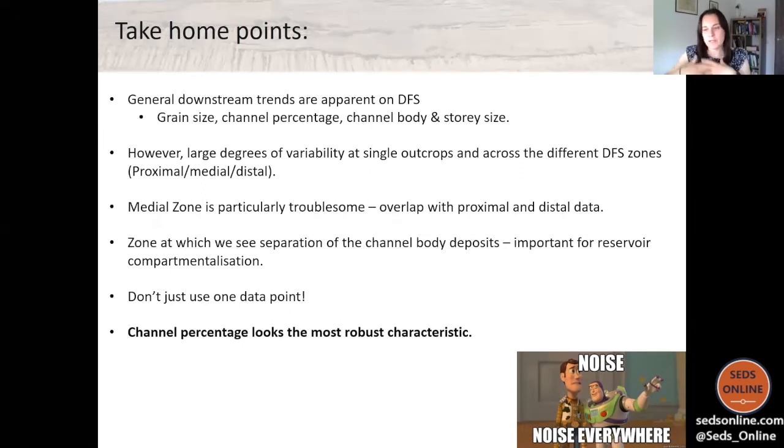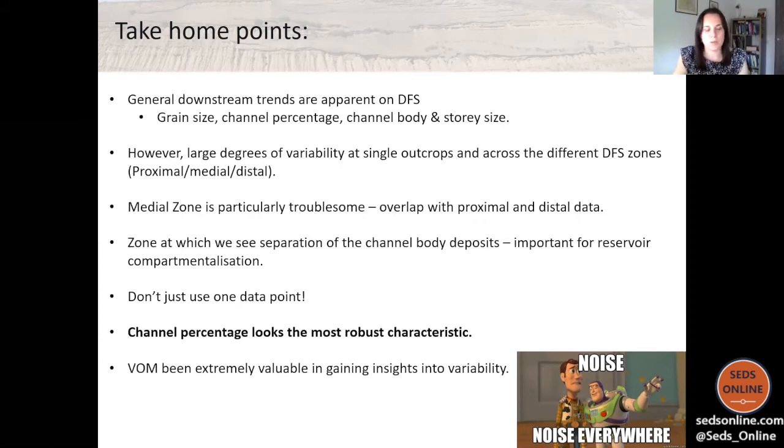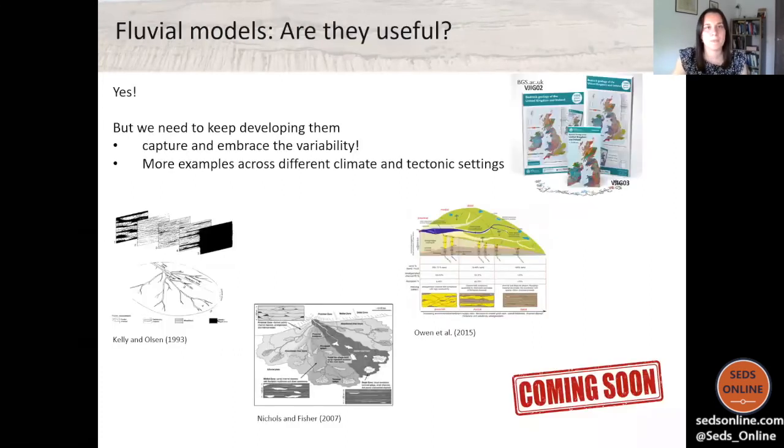Now, in terms of which data set to take forward, which is the most robust one, it's channel percentage. This looks the most robust characteristic as we look across the different systems. Virtual outcrop models have been really valuable in gaining insights into the variability. The speed at which Ben could collect data from multiple outcrops, and not have to worry about scrambling up vertical cliffs, means we can collect a huge amount of data. However, we need to be careful because we do still need those field observations, that detailed observation and validation of this work.